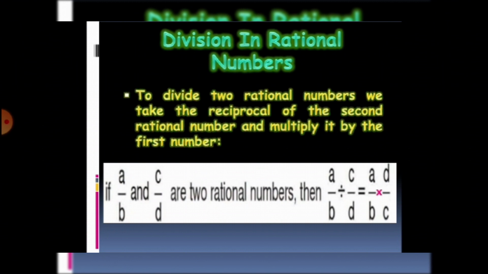Now, division in rational numbers. To divide two rational numbers, we take the reciprocal of the second rational number and multiply it by the first number. Like for example, if we have two rational numbers a by b and c by d, to divide what do we do? We reciprocate c by d. That is, we bring the numerator down and denominator up. So a by b into d by c. Then we will multiply the numerators and multiply the denominators. Okay, children?